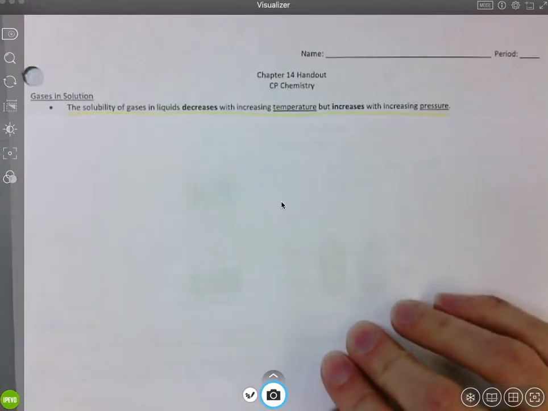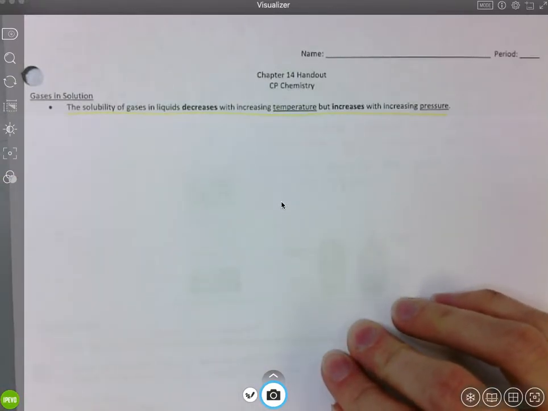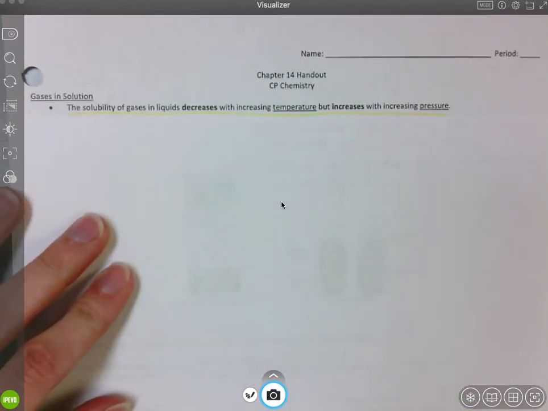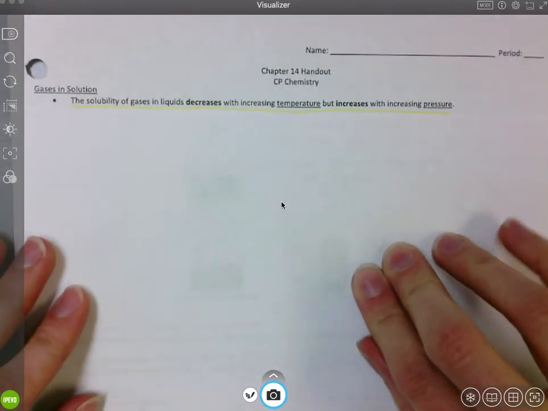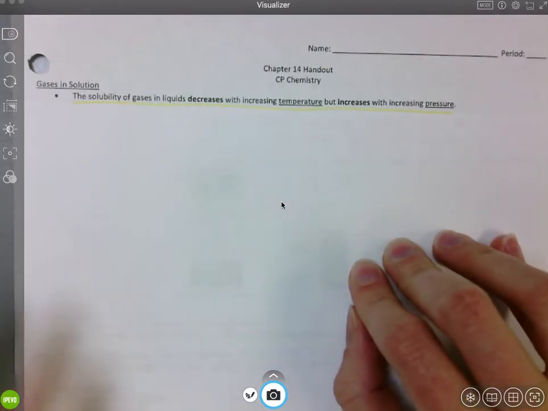Alrighty, Chapter 14. Chapter 14 covers solutions. So we're going to be talking about gases in solutions, liquids in solutions, and solids in solutions. So the different types of solutions that we're going to see and things mixing in them. Okay, the chapter handout starts with gases in solutions.